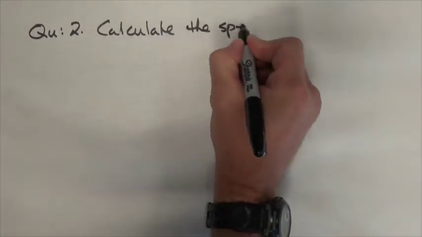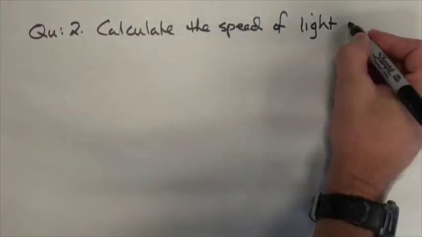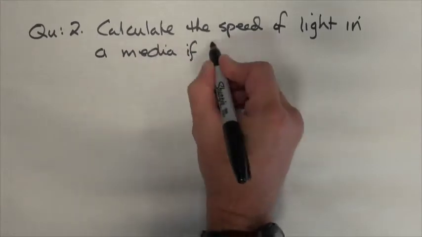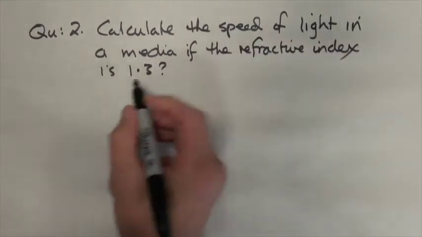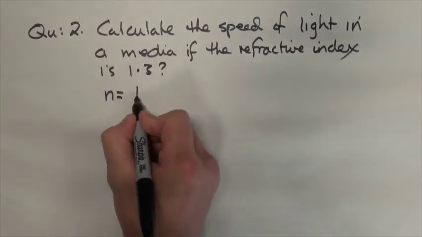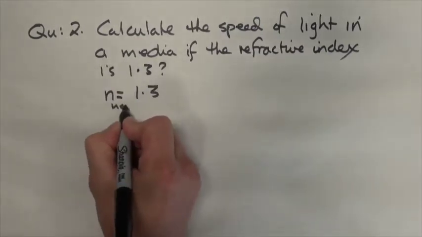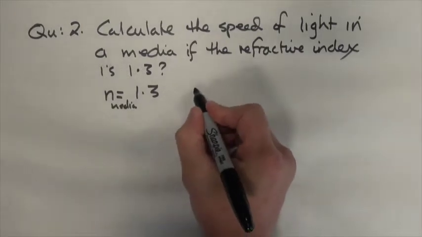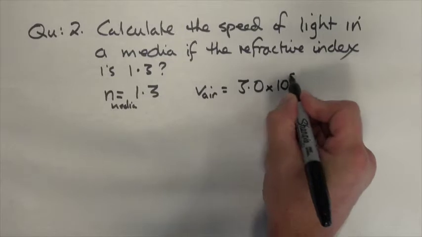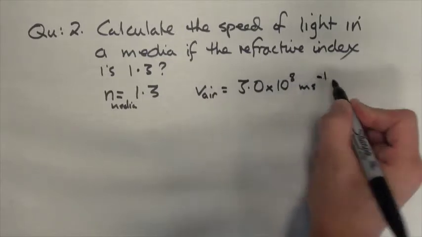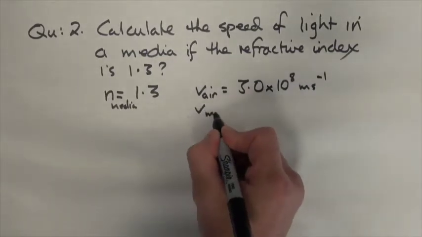So in this question we're going to do the reverse. We're going to calculate the speed of light in a specific media when we know the refractive index. Now the refractive index in this scenario is 1.3. So again, let's put down what we know. We know our refractive index is 1.3. This is in the media. We also know that the speed of light in air is 3 times 10 to the 8. And obviously we've got to find what the speed of the media is.